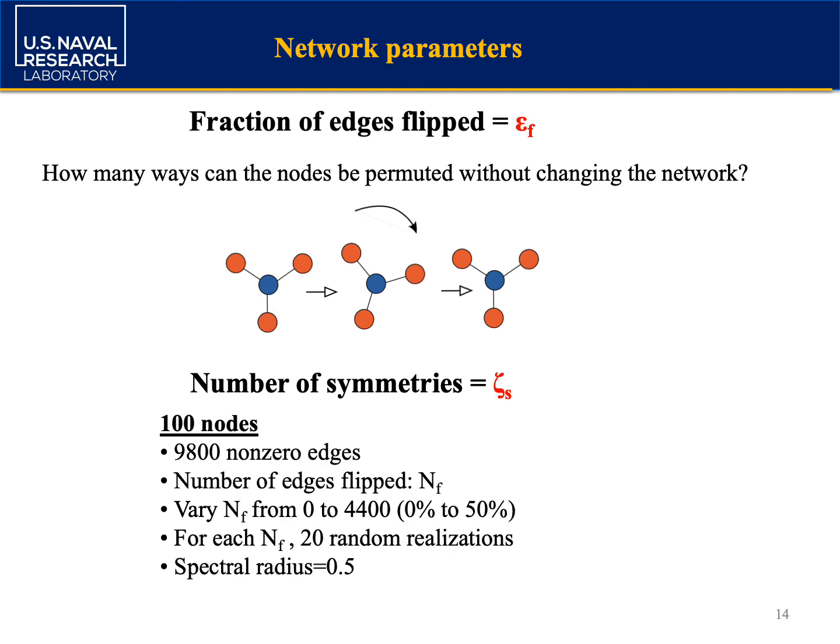So just some specifics. These are also in a paper, so you can look up there. I'll show publications at the end of the talk. I have 100 nodes with at most 9800 non-zero edges. I'm going to vary the fraction of edges flipped from 0 to 50%. For each fraction of edges flipped, I'm going to do 20 random realizations because that can make a difference. And the spectral radius of the adjacency matrix we're going to set at 0.5.